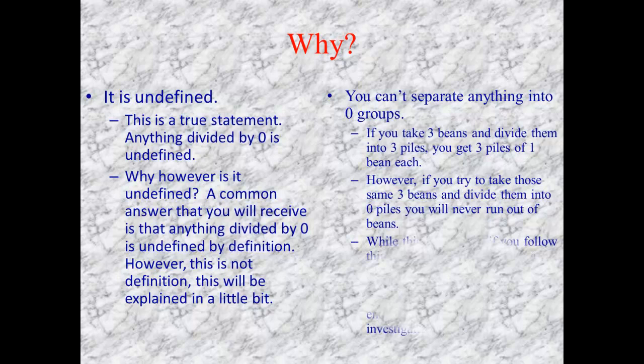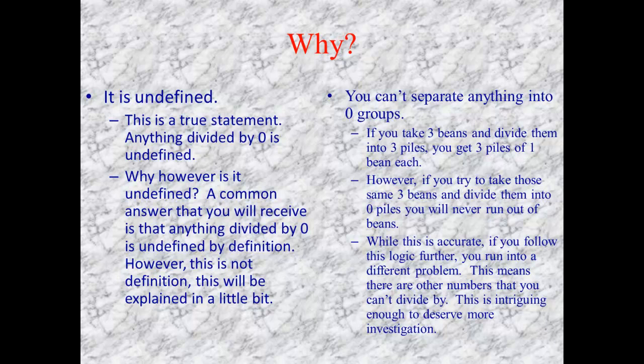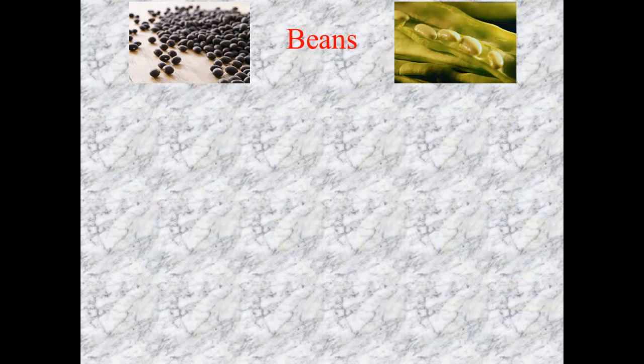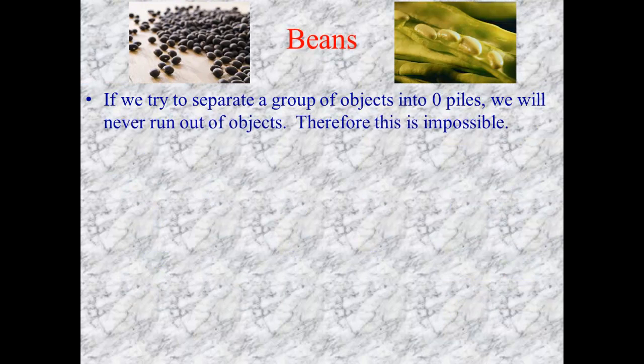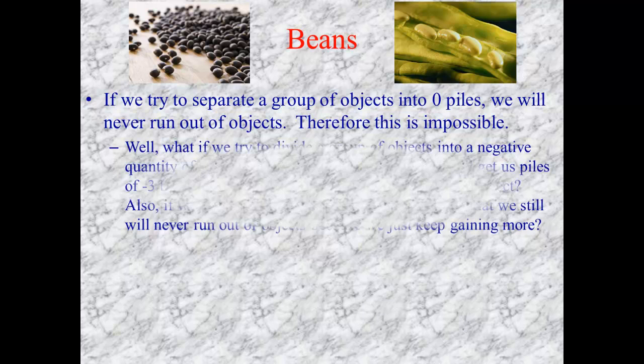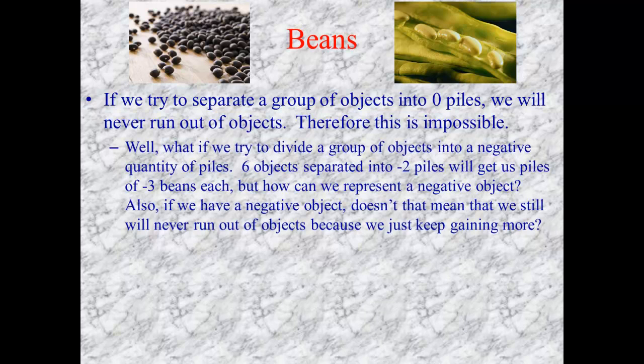While this is accurate, if you follow this logic further, you run into a different problem. This means there are other numbers that you can't divide by. This is intriguing enough to deserve more investigation. If we try to separate a group of objects into 0 piles, we will never run out of objects. Therefore, this is impossible.